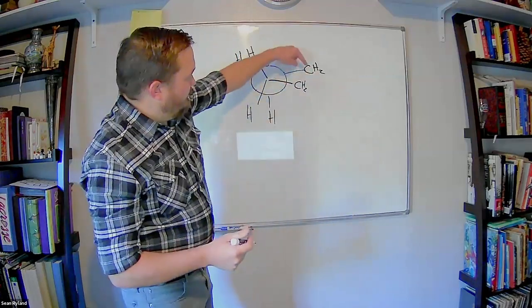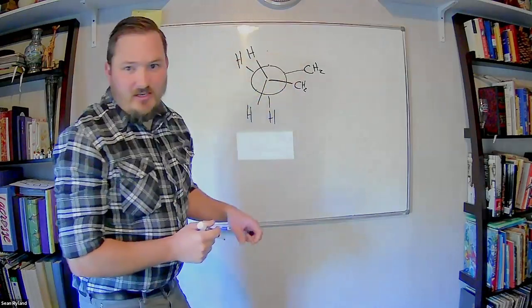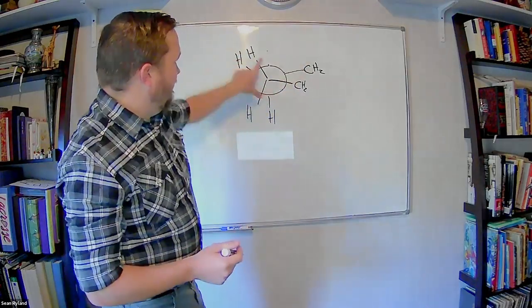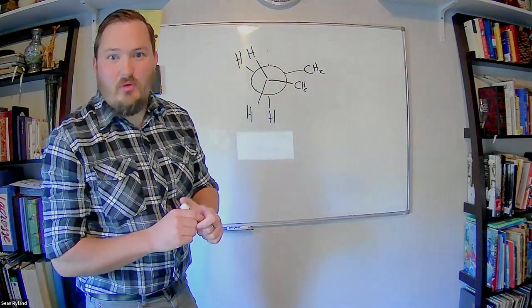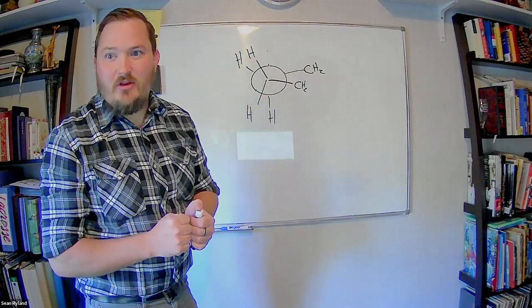And if we force this carbon down to do the same thing, to make it totally flat, these hydrogens would shift again. And you can see how we'd be getting closer to being eclipsed the more we force that square to be flat.